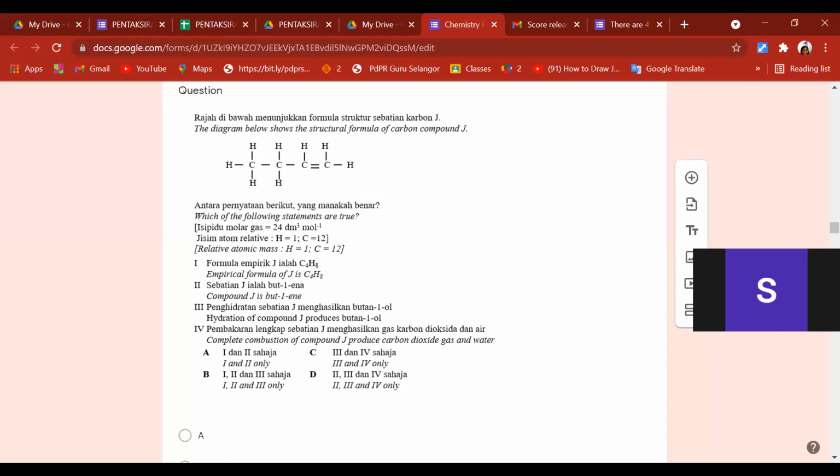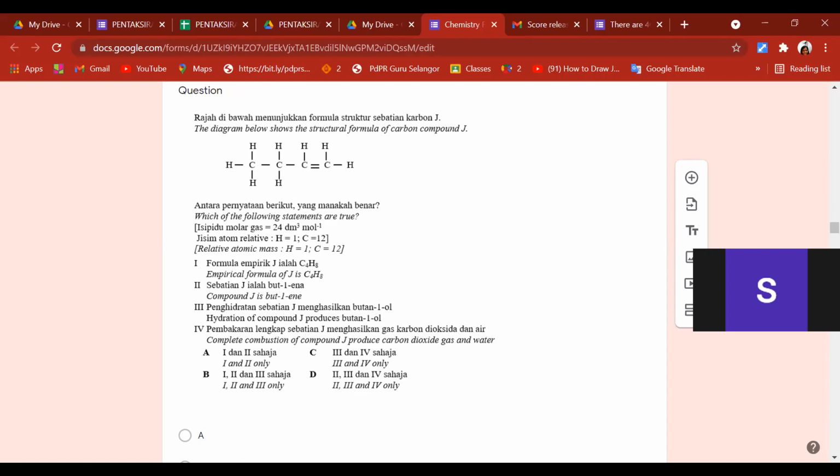Shalini, is the empirical formula of J C4H8? Be very honest. If you don't know, say teacher, I don't know. It's okay. Shalini says yes. Alwi, is my empirical formula of J C4H8? Alwi also says yes. Wong, is my empirical formula of J here C4H8? Yes. Okay, so all of your answers are wrong.